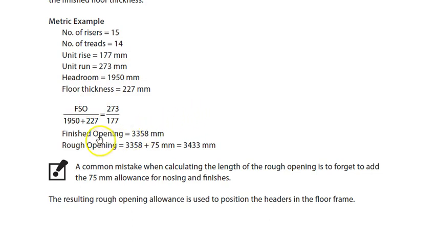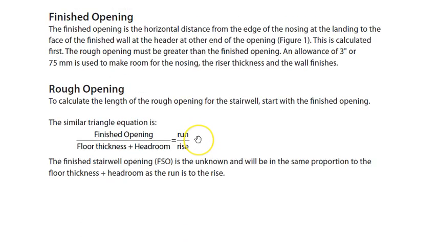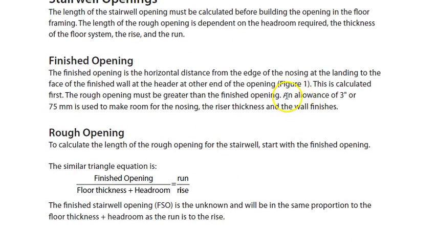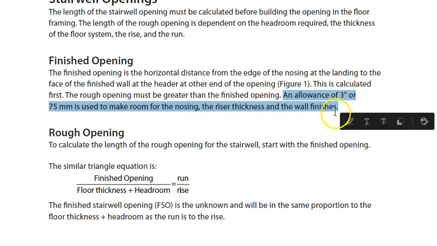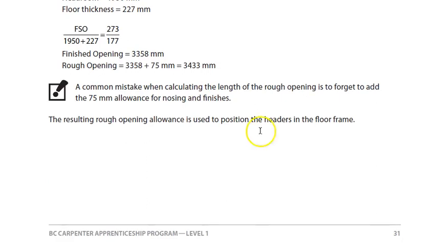And knowing that we're looking for the rough opening, we're going to take that finished opening, we're going to add our 75 millimeter, which again, go back up here. This is an allowance, 3 inches or 75 millimeters. Okay, that gives us our rough framing. Basically, it's wiggle room. And then they give you the exclamation point, which is always good to focus on. Common mistake is to forget that. So if the question is asking you to find the rough opening, you need to find the finish opening, and then you need to add that.